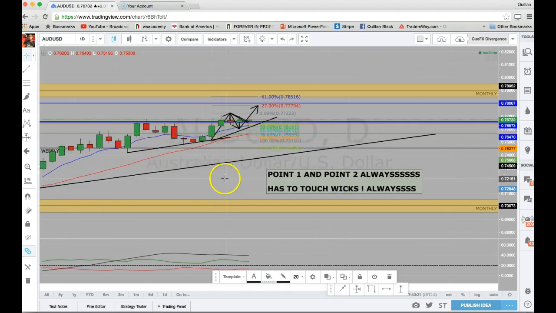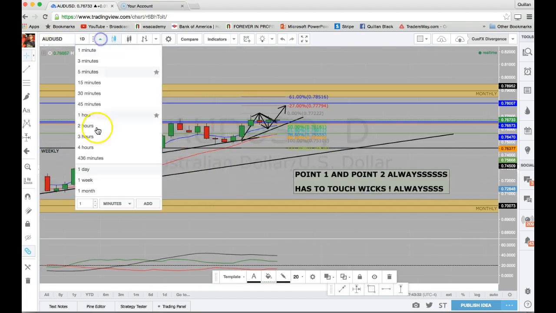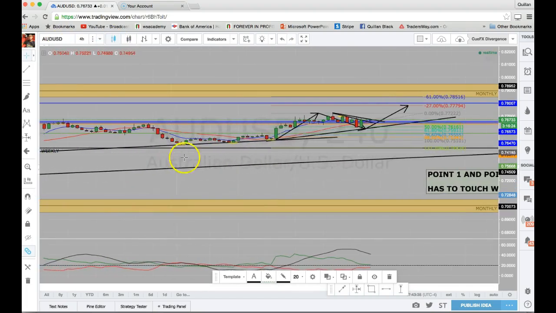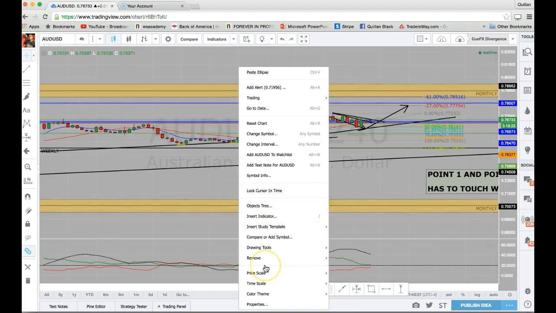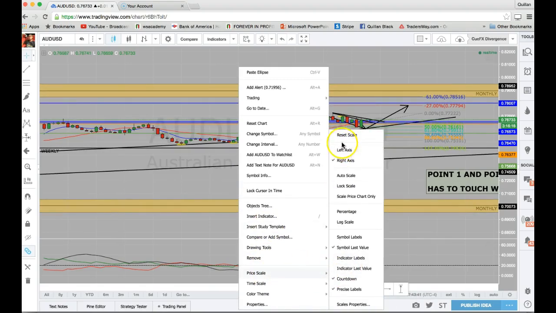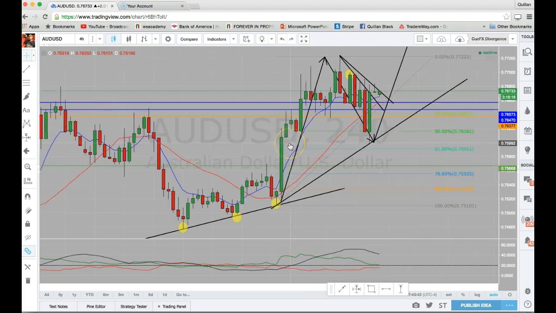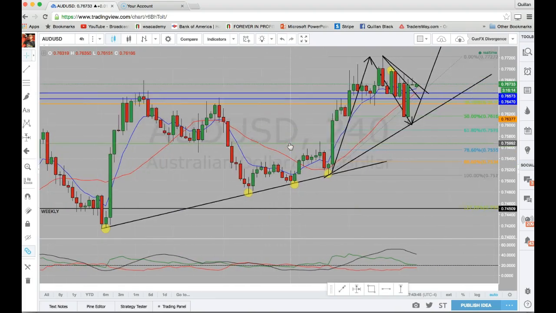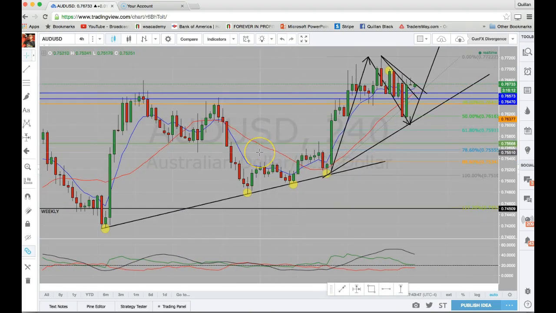Okay? What I mean by that is the first two areas that are touched when you actually draw your trend line have to touch wicks. The first 2 points have to touch your wicks. I would recommend doing this on the 4-hour chart, the 1-hour chart, and even the daily chart. I like the 4-hour chart because it's a bigger picture, so you see the overall of what the market's trying to do.